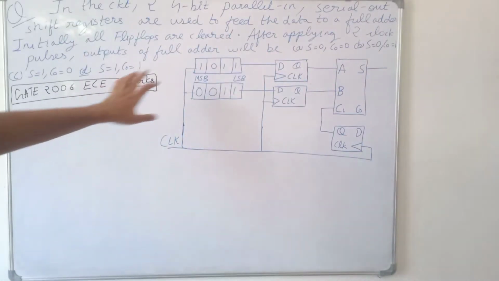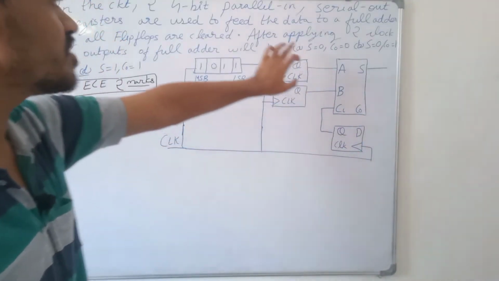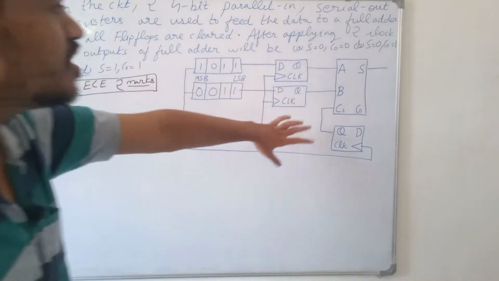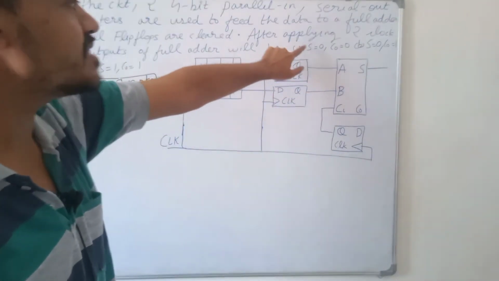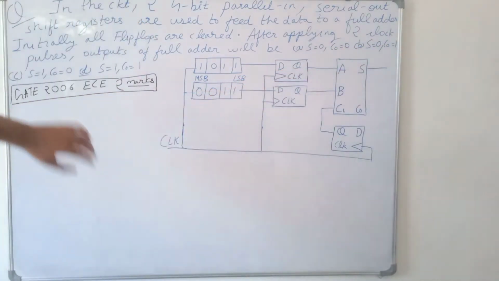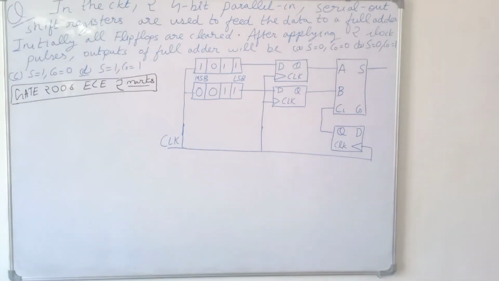Now we have to find the output of the full adder, that is, the outputs S and C0, after applying 2 clock pulses. The options are S equal to 0, C0 equal to 0; S equal to 0, C0 equal to 1; S equal to 1, C0 equal to 0; and S equal to 1, C0 equal to 1. So first pause this video and try to solve this question by yourself, then resume the video.